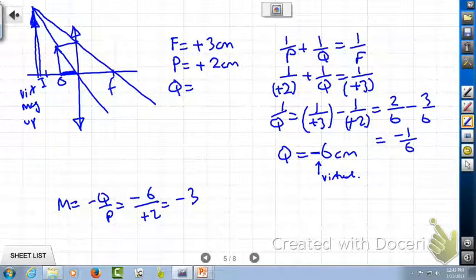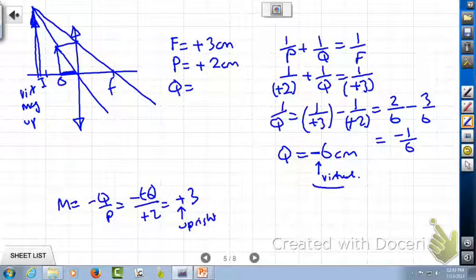Oh, sorry, it's minus q, and q is minus 6. So it's a positive value, which means it's upright.